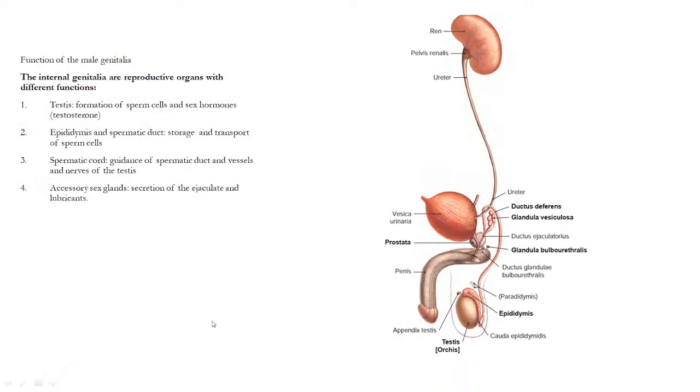Function of the male genitalia. The internal genitalia are reproductive organs with different functions. First, the testis: formation of sperm cells and of the sex hormone testosterone. Epididymis and spermatic duct: storage and transport of sperm cells. Spermatic cord: guidance of the spermatic duct and the vessels and nerves of the testis. Accessory sex glands: secretion of ejaculate and lubricant.